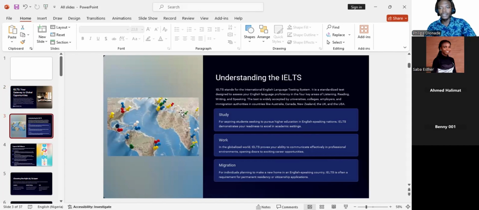Now the reasons for the IELTS exams, there are three major reasons. Some people go abroad to study, some go abroad to work, and some just go abroad because they want to live there permanently. So whatever your reason, there's an IELTS exam for that reason. For instance, if you're going abroad for academic reasons, then you write the IELTS academic test. If you're going abroad for work, you write the IELTS general test. Then if you're going there to live permanently, then I think you should write the IELTS life skills exam.